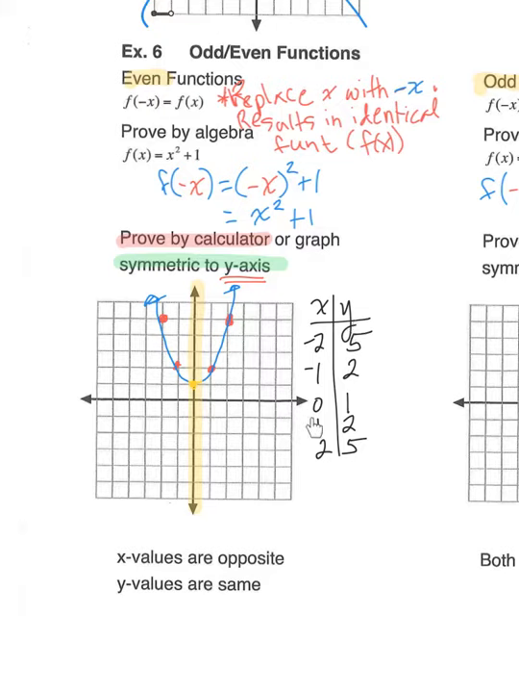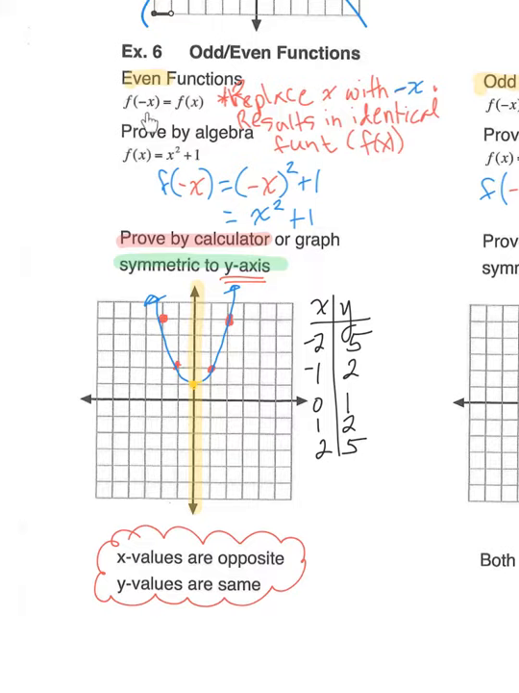So even though these are the opposite signs to here, they still have identical y values. The 1s both have a y value of 2, and the 2s both have a y value of 5. So that is definitely something that I would put a circle around. So there's all kinds of ways you can determine if a function is even.